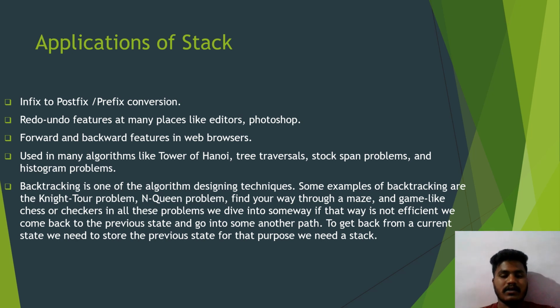Backtracking is one of the algorithm techniques. Some examples of backtracking are the knight's tour problem, N-Queen problem, find your way through a maze, and games like chess or checkers. In all these problems, we dive into some way. If a way is not efficient, we come back to the previous state and go into some other path.